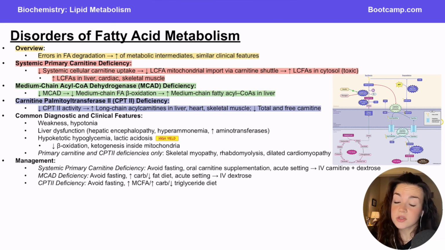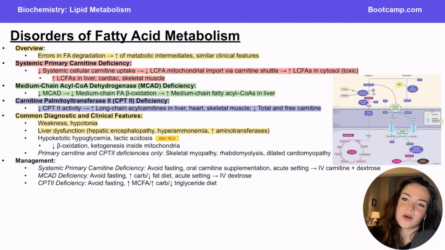All right, so a lot of these disorders are going to look pretty similar because they're all sort of happening right next to each other in this degradation pathway. And there's a lot of overlap in the tissues they affect. So in all three of these, you're going to see some common diagnostic and clinical features like weakness, hypotonia, and liver dysfunction. So examples of liver dysfunction that you might see in a vignette are hepatic encephalopathy. You might see hyperammonemia, as well as elevated liver function enzymes like aminotransferases, AST, ALT.